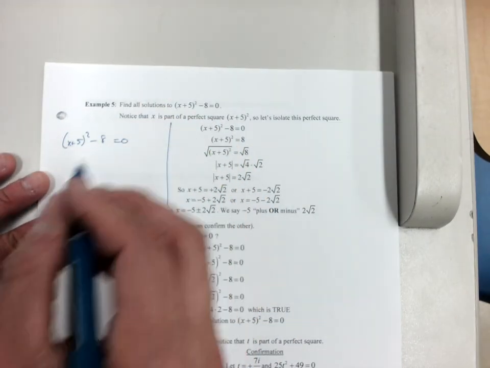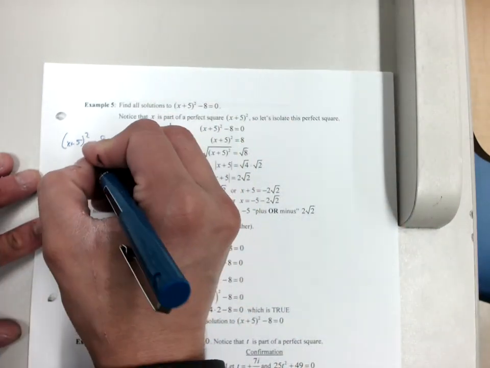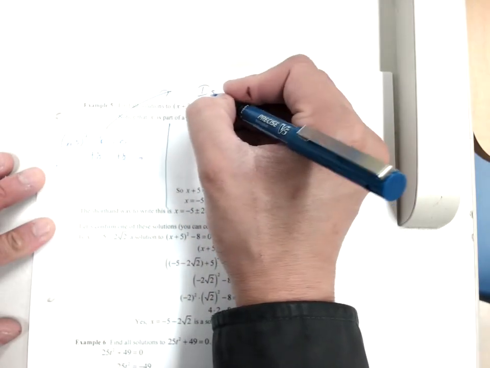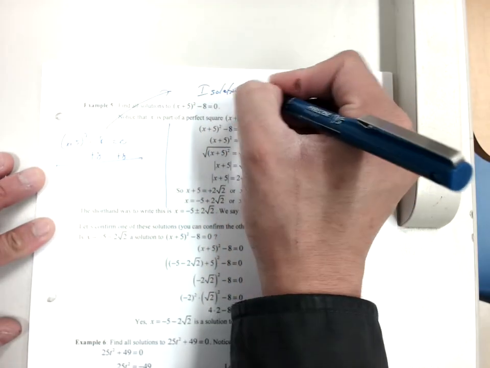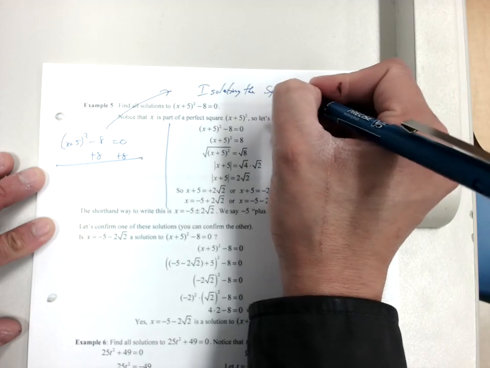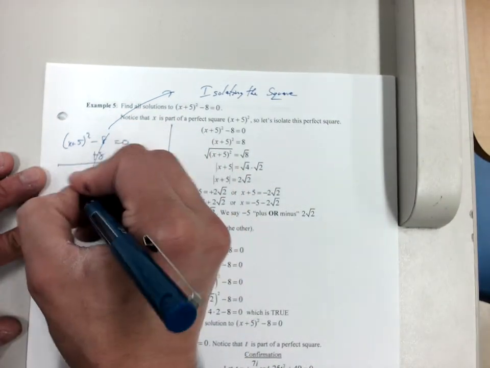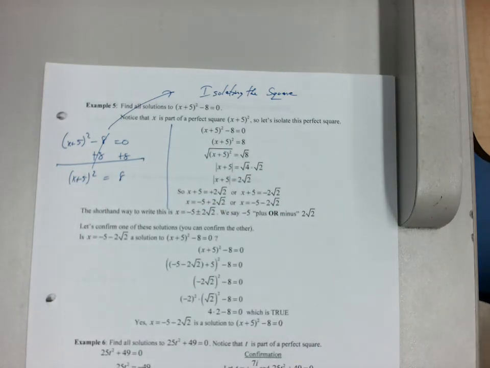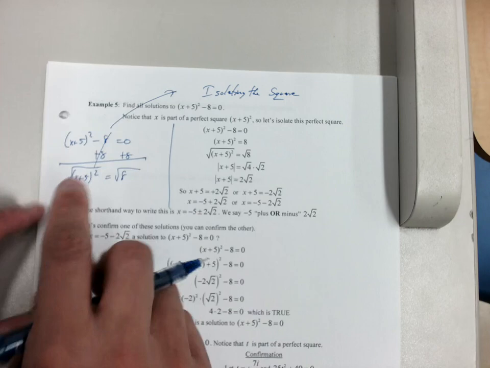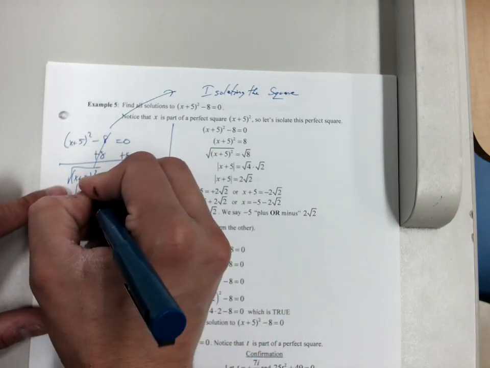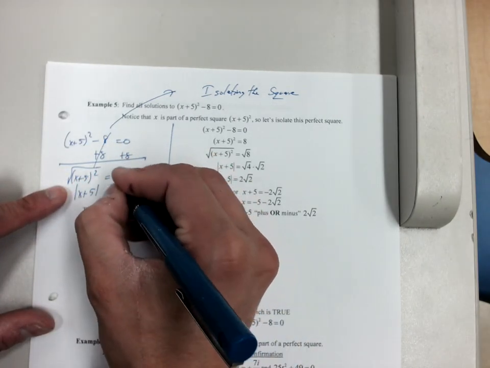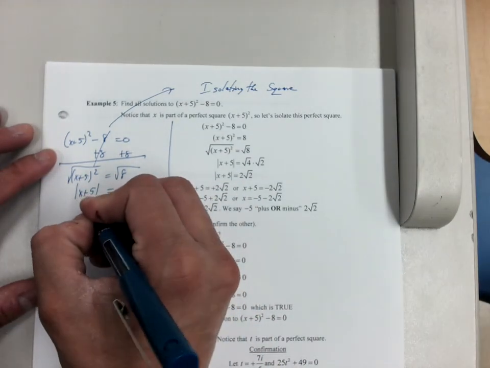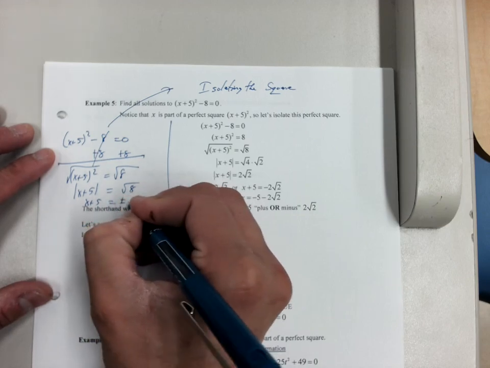Anyway, what do we do? We want to isolate the square. So we're going to add 8 to both sides. What I'm doing right here is isolating the square. So what do I get? I get (x plus 5) squared is 8. And I square root both sides. Because I don't know what x is, I have to put the absolute value of x plus 5 is the square root of 8. If I get rid of the absolute value, I need to put plus or minus root 8.